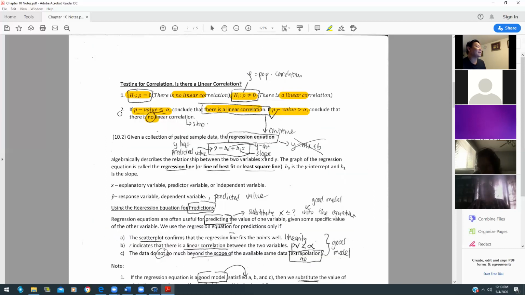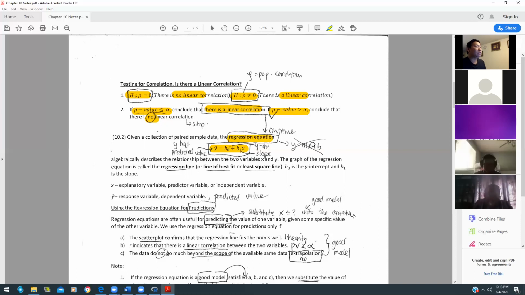So 10.1 is asking us to find r and then do what we call a correlation here. And then 10.2 in this case is where we will talk about the regression equation. So the regression equation looks like y equals mx plus b, but we don't use that anymore. We will use y hat equals b0 plus b1x.